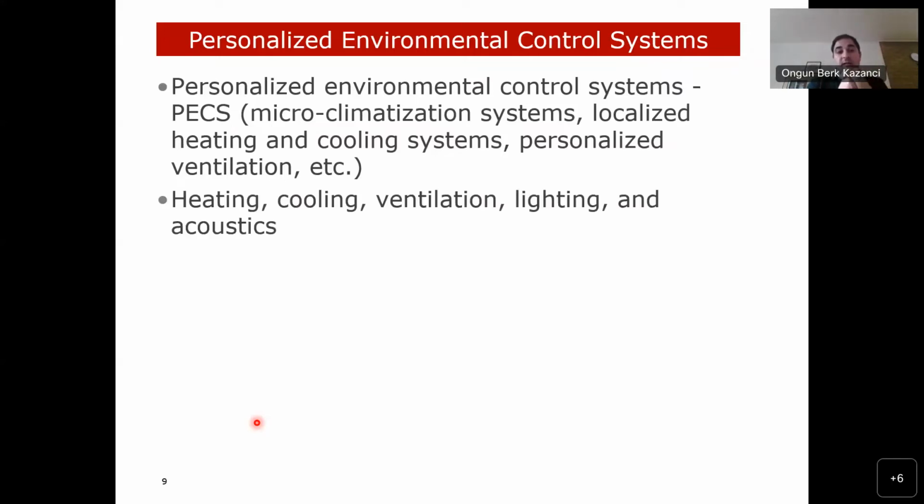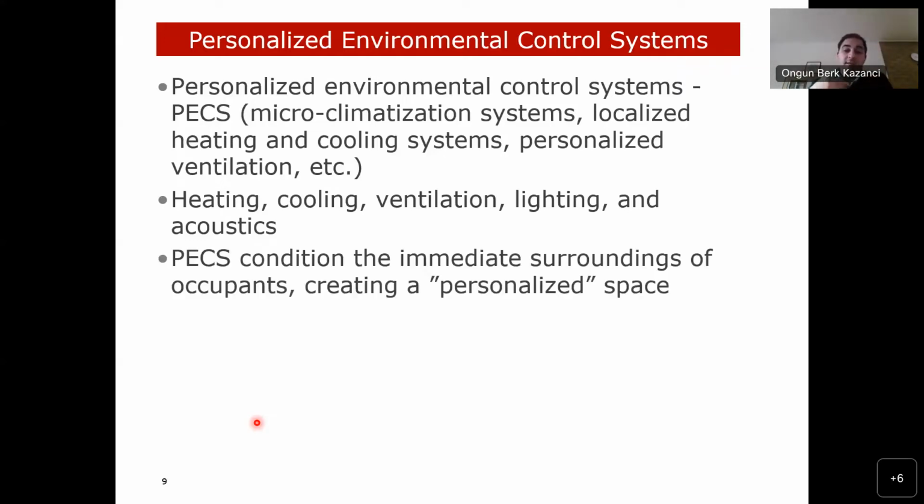Here, when we say a personalized environmental control system, PECS, I'll refer to it as that in the rest of the presentation. Here we talk about that they should be able to heat, they should be able to cool, they should be able to ventilate, which is with fresh air or clean air. They should be able to have the lighting and also acoustic functions. So something that's addressing the entire indoor environmental quality spectrum.